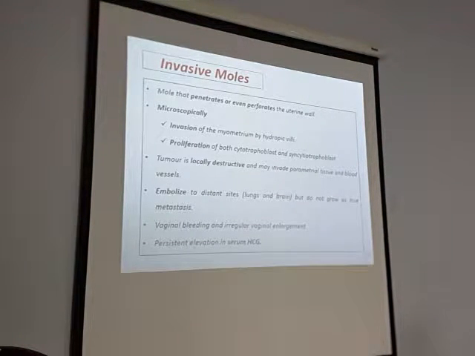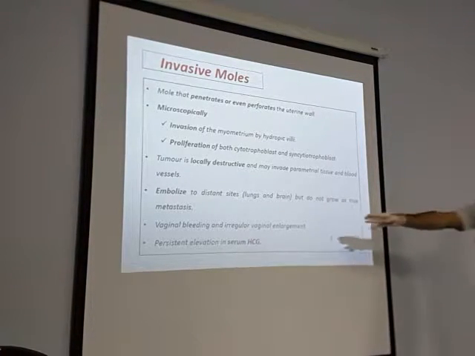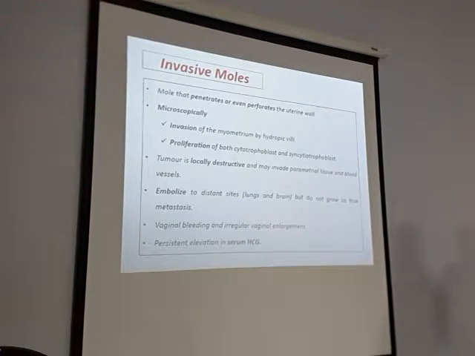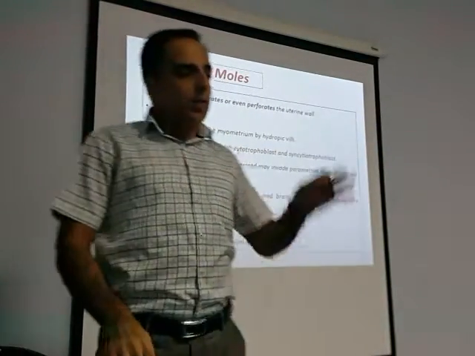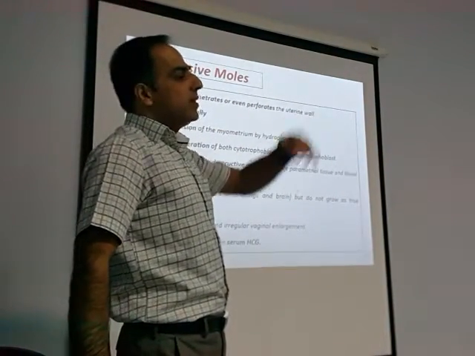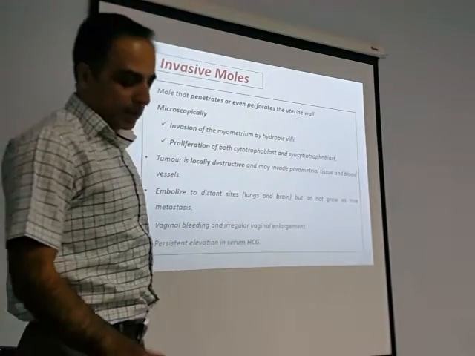This is only invasive. But sometimes through the blood vessels in the form of emboli, it can go into the lungs and brain. But there it will not grow. So it can cause vaginal bleeding, irregular vaginal enlargement, and you will find persistent elevation in the hCG, even if you remove the tumor, because it has grown down into the uterus. So there will be a persistent rise. You will see there is something wrong. It is inside. It means it was an invasive mole. So invasive mole is only the complete mole which invades the uterus.